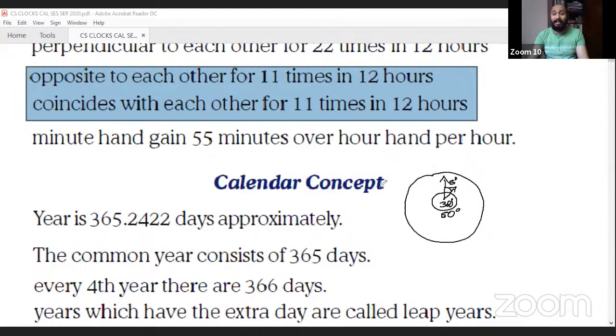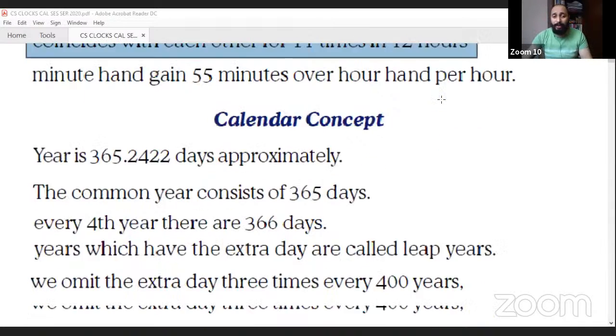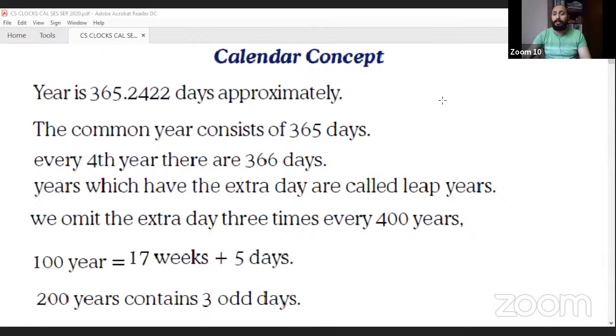The gain is overtaking. Gain means what? Overtaking by only 55 minutes, because the hour hand has moved 5 minutes and the minute hand has moved 60 minutes. So overtaking by 55. It is a simple concept. We don't use it that much, but it's a lovely concept to understand.